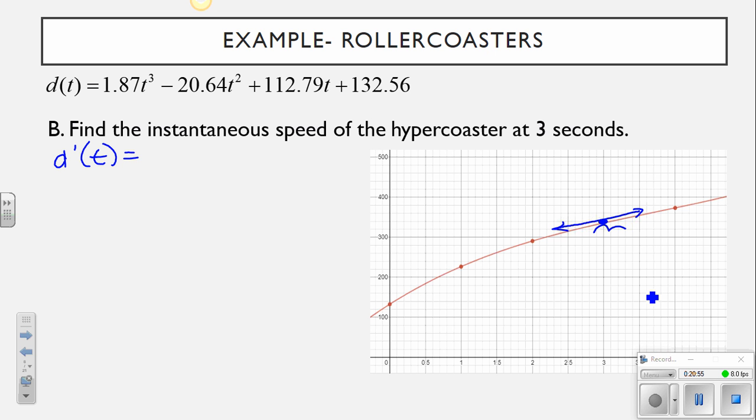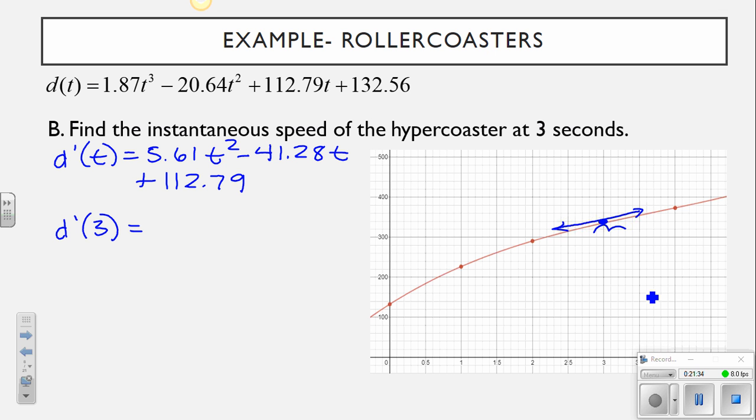So d prime of t. What's 3 times 1.87? 5.61. 5.61 t squared minus 41.28 t plus 112.79. Done? You guys see that? I used the power rule. All right, now I have the derivative. What do you do now? You plug in 3.